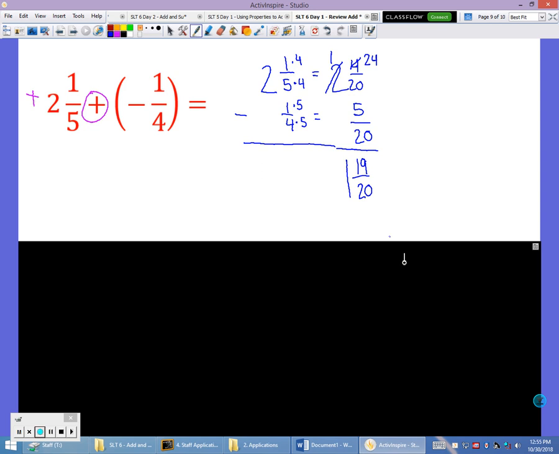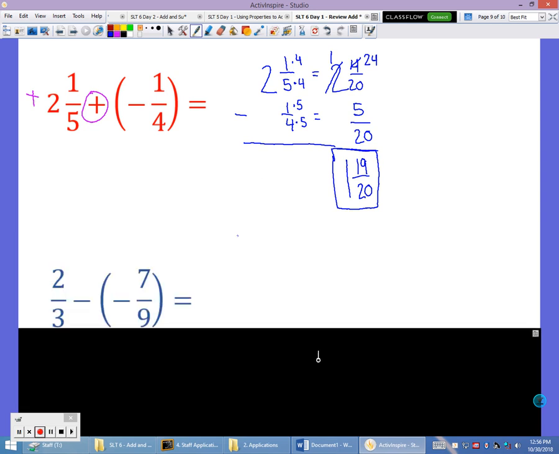But I need to check and make sure that my sign is correct. I am looking for the bigger absolute value. 2 and 1/5 is a bigger absolute value than 1/4. And because it is positive, my answer will also be positive. So my final answer is 1 and 19/20.